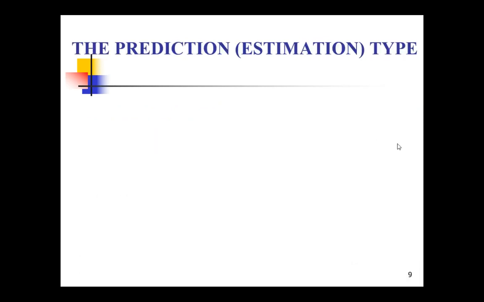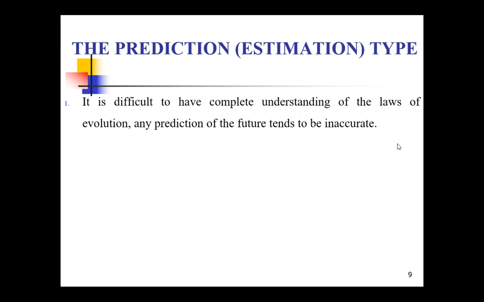Then comes the third category, the prediction and estimation type. So we are going to predict something, but it may be accurate or it may be inaccurate. Exact prediction is not possible at all. Why do we say that exact prediction is not possible? Because it's very, very tough to understand the laws of evolution. So obviously the prediction tends to be inaccurate.